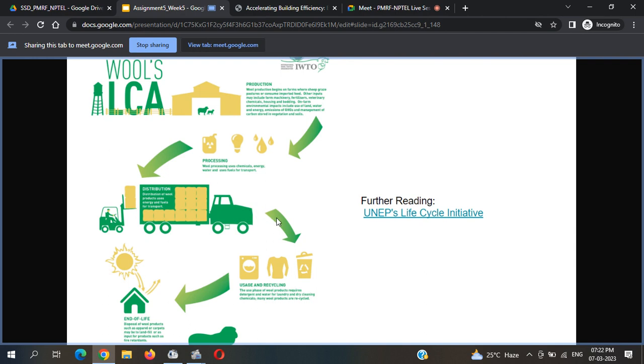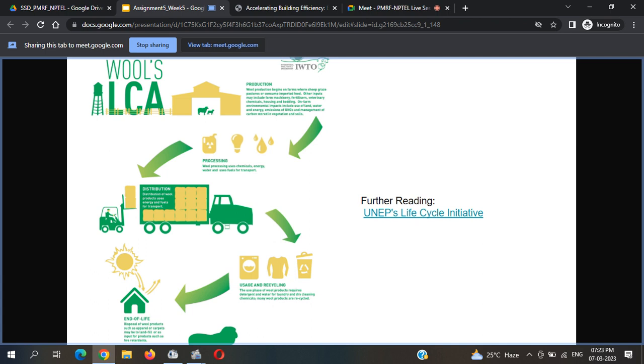Then some kind of fabric or material, or product, is created from that material, and either it's used by the end user and then goes to recycling at end of life. So this is the wool's life cycle assessment. Similarly, you can do a life cycle assessment for some product in your household, and you can present a life cycle analysis for that.